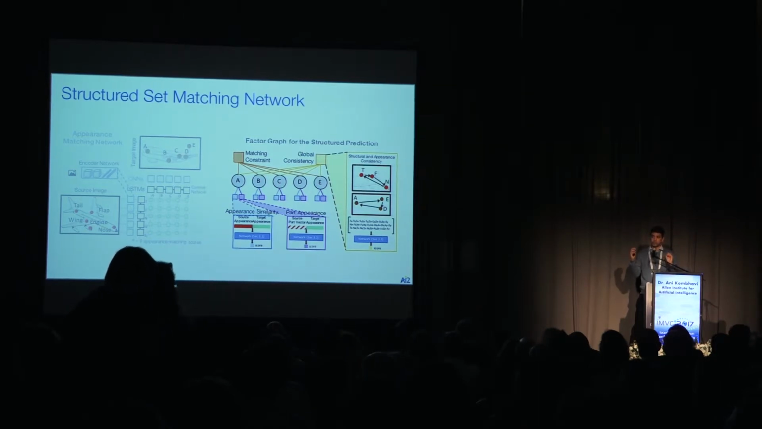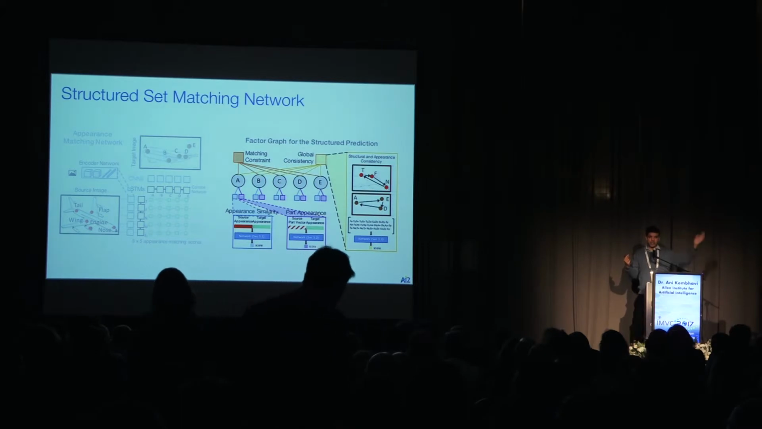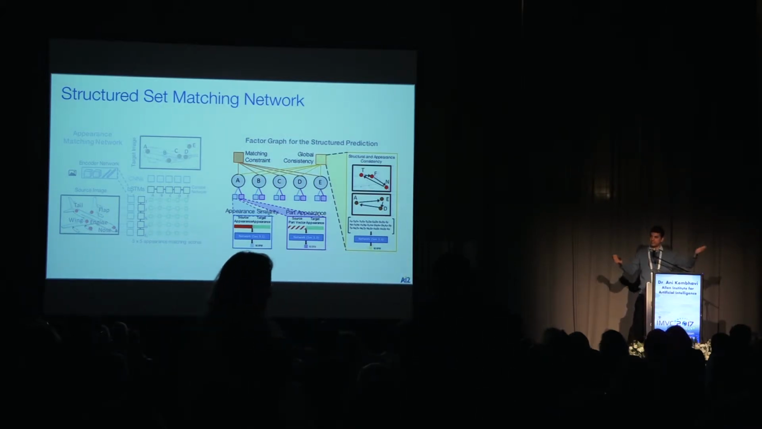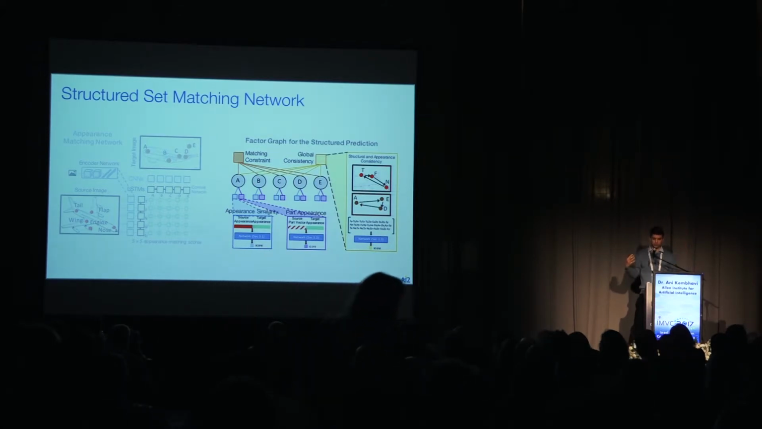Similarly, you also want to do this in appearance space. For example, if point A has more texture than point B, which has more texture than point C, then A prime should have more texture than B prime, should have more texture than C prime. And so you want to be able to be consistent between your source and targets, which is where this factor comes in.